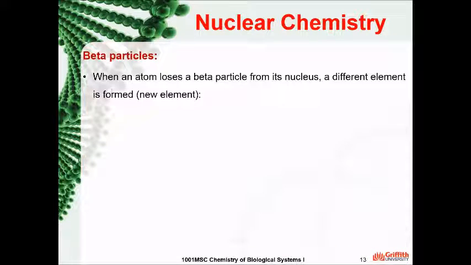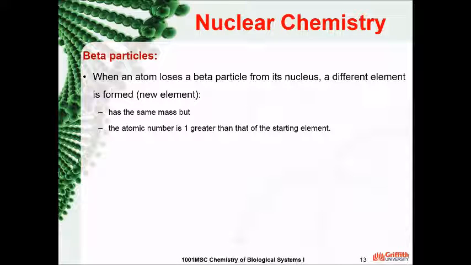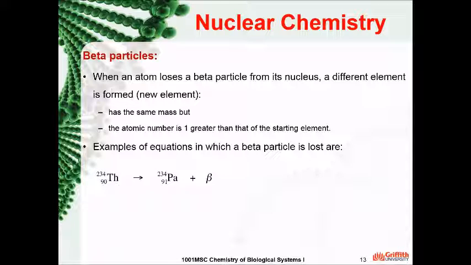When an atom loses a beta particle from its nucleus, a different element is formed that has the same mass, but an atomic number that is 1 greater than that of the starting element. For example, the thorium-234 isotope goes into beta decay and produces protactinium-234. The equation can be also written as such.